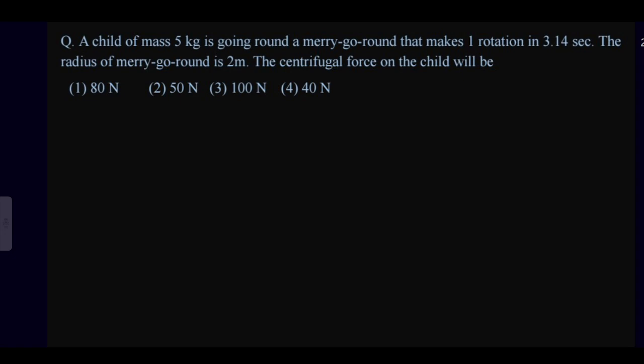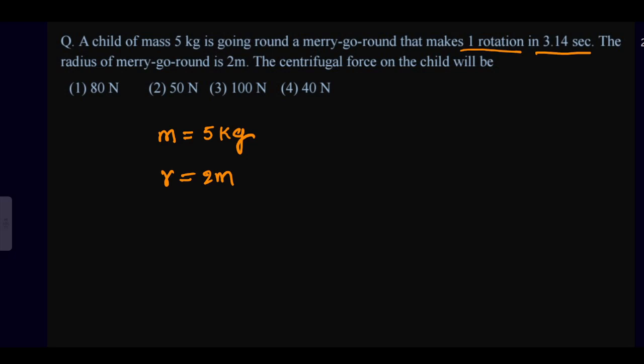The mass of the child is given as m, which is 5 kg. And the radius of the merry-go-round is given as 2 meters. It makes one revolution in 3.14 seconds.